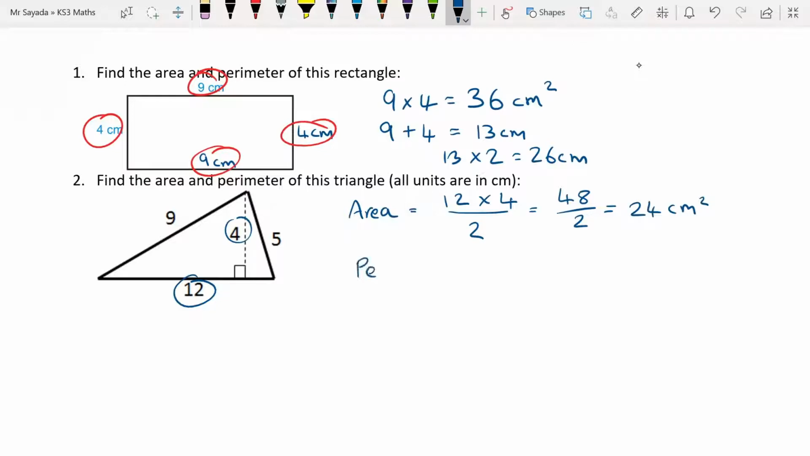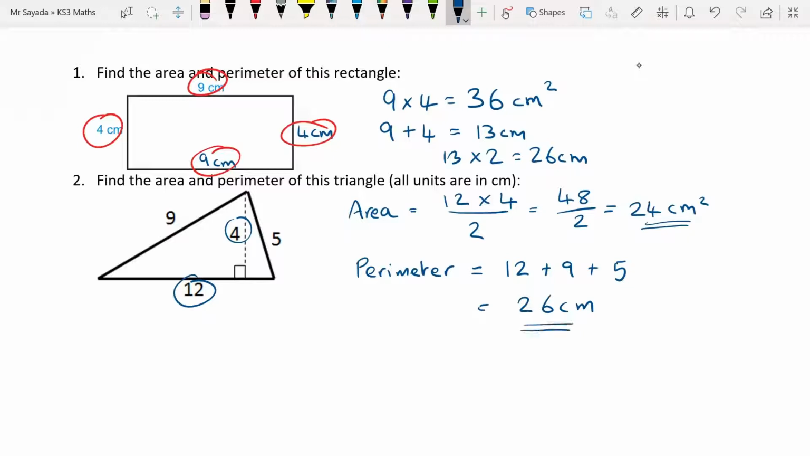And for the perimeter, well, perimeter is what? Say your answer to the video. Perimeter is, you should have said perimeter is the distance around a 2D shape. So for this 2D shape, it's 12 plus 9 plus 5, which will be 26 centimetres.